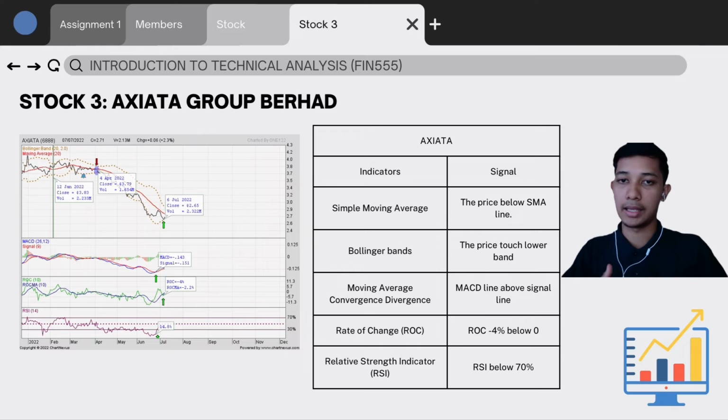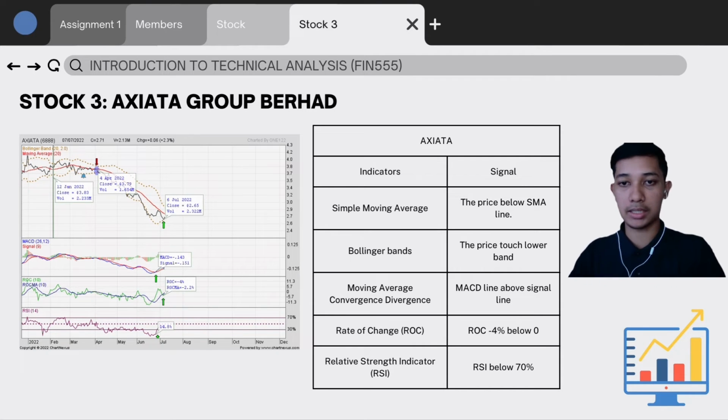Lastly, RSI. RSI is in between oversold and overbought, which means 50%. This shows that the price still has a chance to go up as it's still below the overbought region, meaning that we can still buy the stock and sell when it reaches 70% in the overbought region.